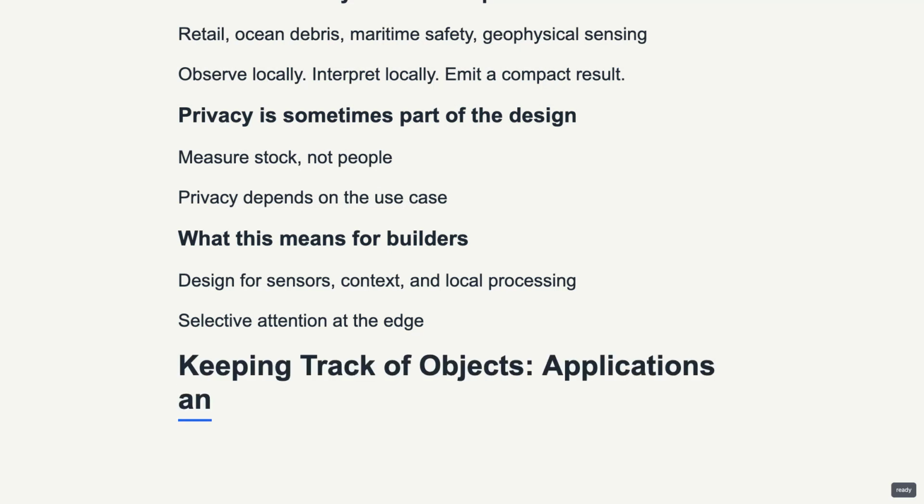Object tracking at the edge is about keeping physical things legible as they move, change, or fail. The value shows up when a system has to preserve evidence, detect problems early, and work even when connectivity is unreliable.